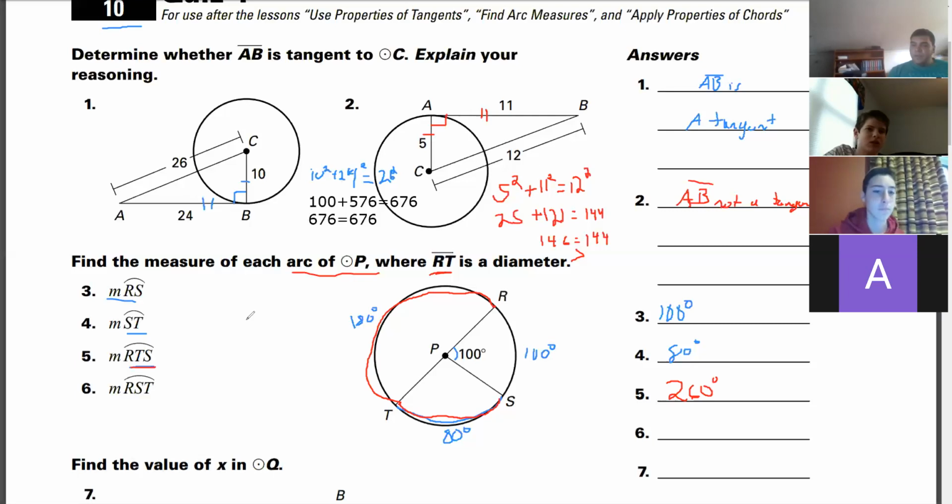And then the last one, RST, R, passing the S to the T, but we should know that RT is a diameter, so we could quickly look, it's 180. You could also just do 100 plus 80. So that should be 180 degrees.